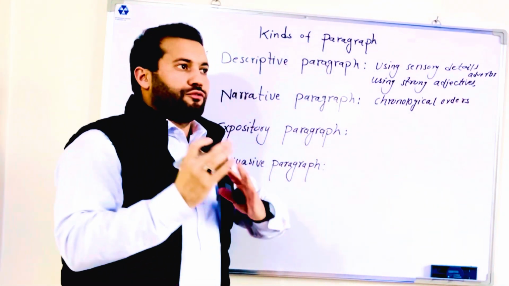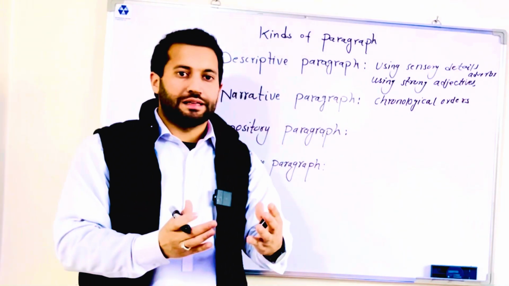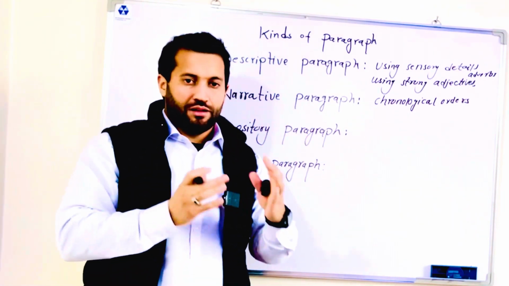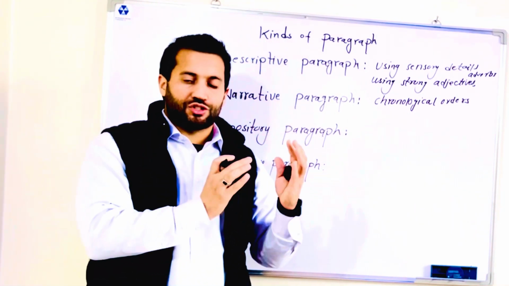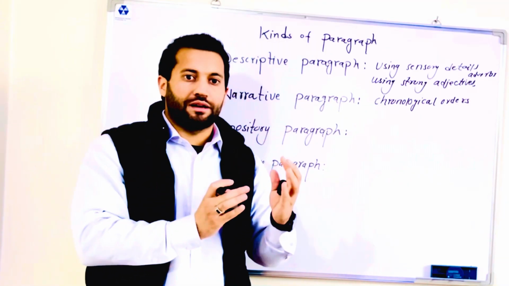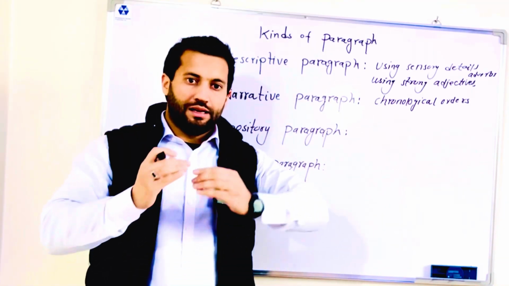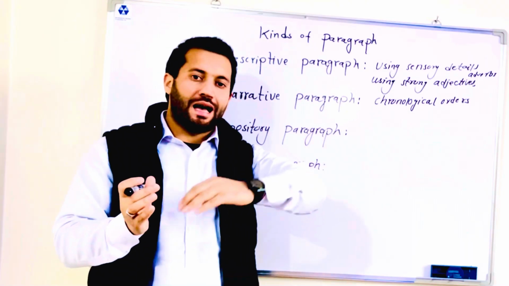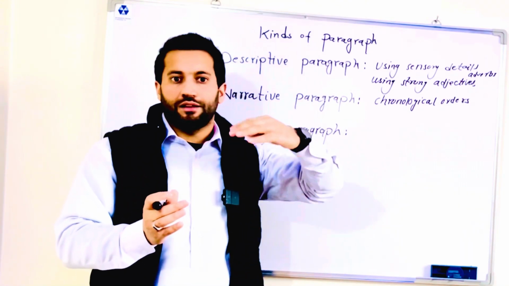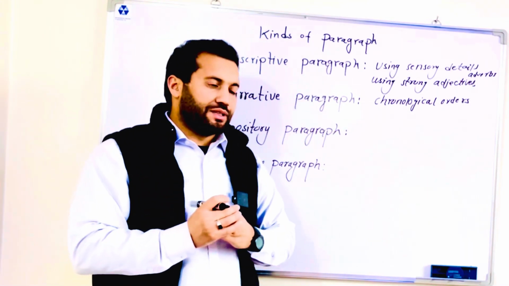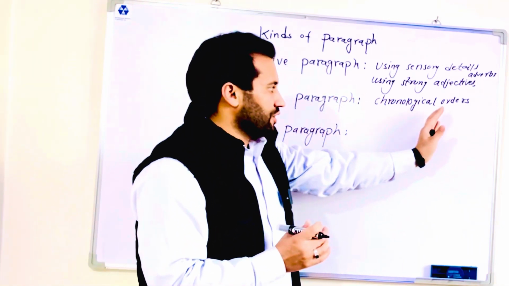For example, firstly, secondly, thirdly, and finally. The first step is considering the chronological order. Like first what happened, then what happened, and lastly what happened. This is called chronological order.